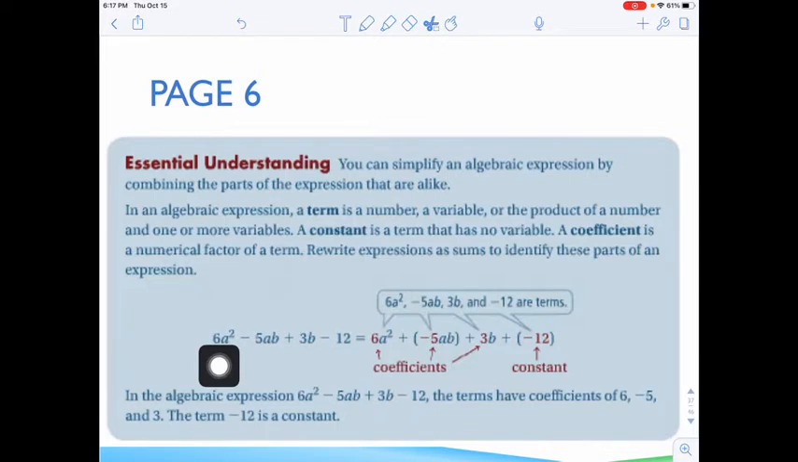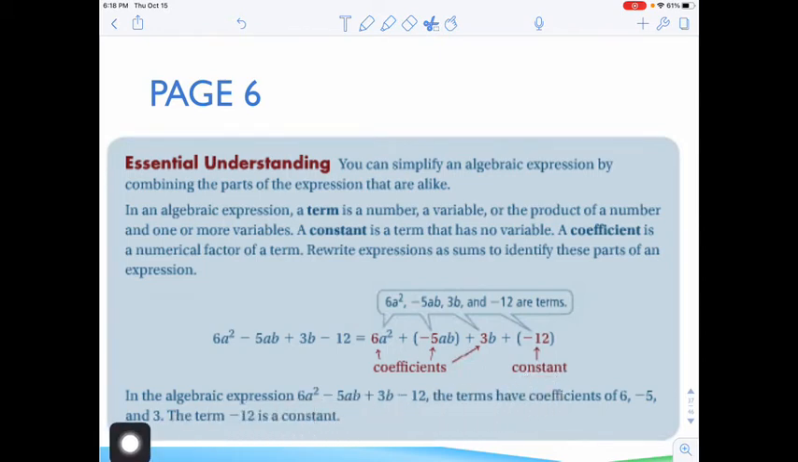Notice we have 6a squared minus 5ab plus 3b minus 12, and we're just rewriting these with plus signs in the middle of every term so that we can identify the coefficients and the constants. So in 6a squared, the 6 is the coefficient and a squared represents our variables. Then instead of minus, we'll say plus negative 5. So negative 5 is our coefficient here, a and b are the variables, plus 3b, where 3 is the coefficient, b is the variable. And then we have plus negative 12 instead of minus 12, and negative 12 is the constant.